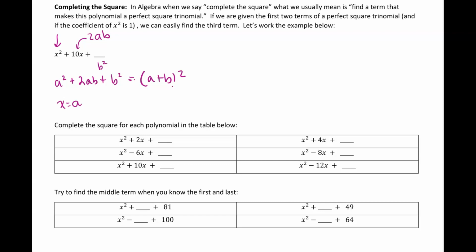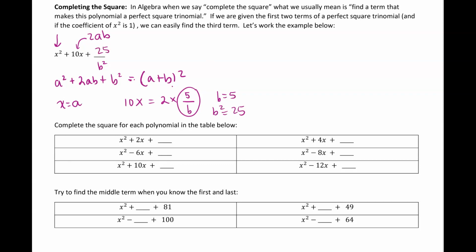So if I take this 10x, 10x has to be 2 times x times some other number that we're calling b. Well, if I divide 10x by 2x, what I get is 5. So 5 must be that number b. So when I square that, if b equals 5, b squared equals 25. So the number that completes this is 25.